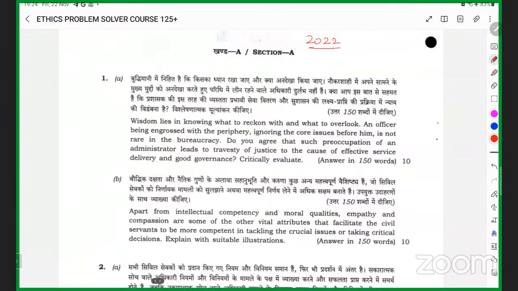Right, this is 2022's question paper. Let's see the first question. Wisdom lies in knowing what to reckon with and what to overlook. An officer being engrossed with the periphery, ignoring the core issues before him, is not rare in bureaucracy. Do you agree that such preoccupation of an administrator leads to perversity of justice, to the cause of effective service delivery, and good governance.